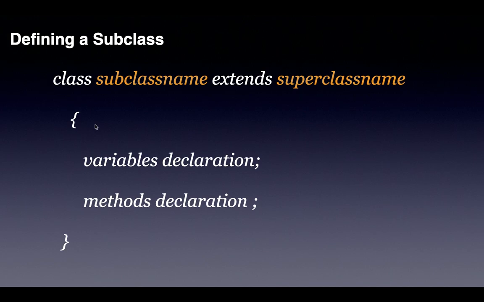Now, within the body of the subclass, between the open bracket and the close bracket, we'll have variable declarations and method declarations of this subclass. But at the same time, this subclass will inherit the members of the superclass also, that is, the different variables and methods of the superclass. So now this subclass will have its own variables and methods as well as the variables and methods of the superclass. Alright.